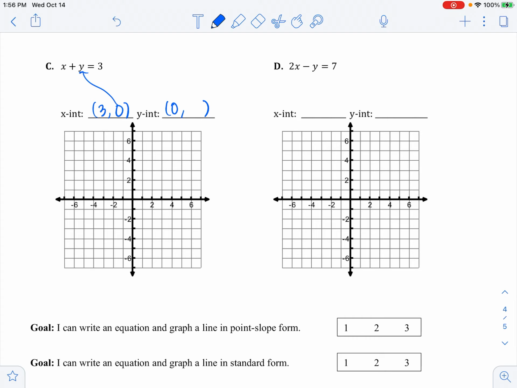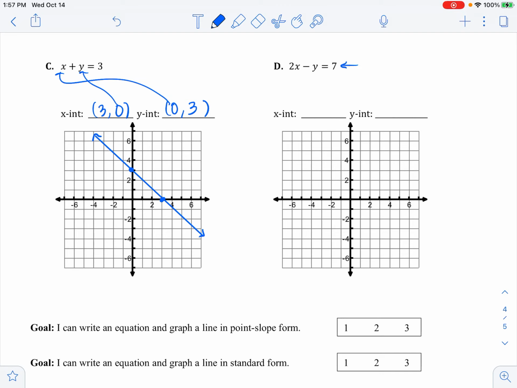Okay, so I say I have to find my x-intercept, something comma 0, and my y-intercept, 0 comma something. Plug in 0 for y, and I get x equals 3. Plug in 0 for x, and I get y equals 3. So 3, 0 and 0, 3. Connect them to get my line, and put arrows on the ends, right?